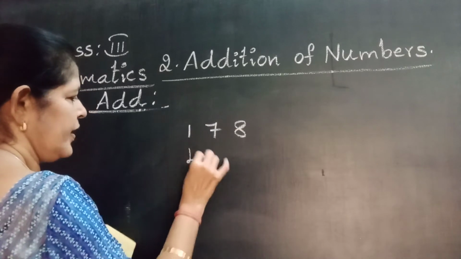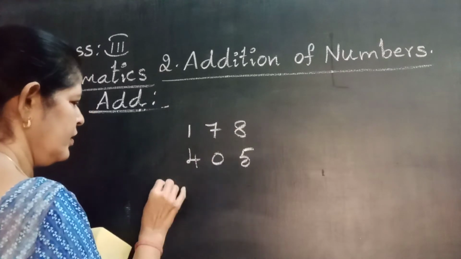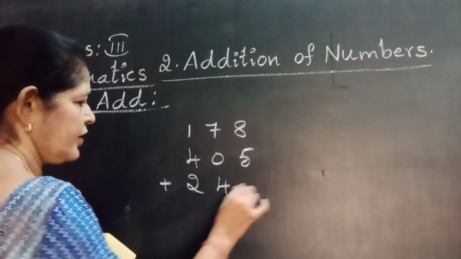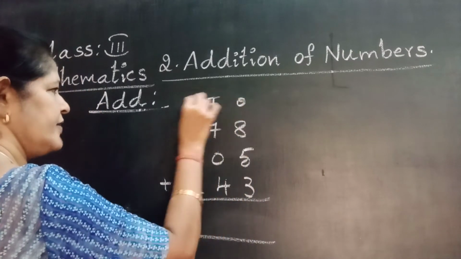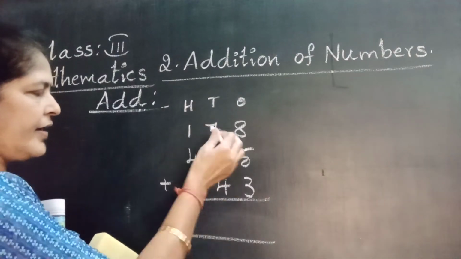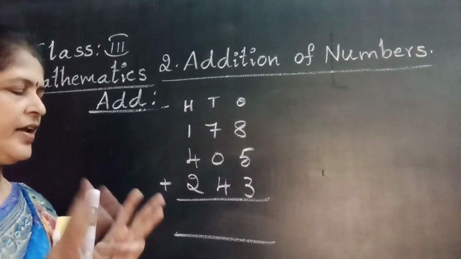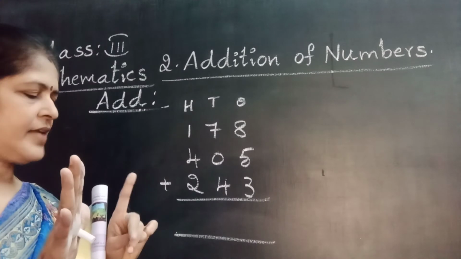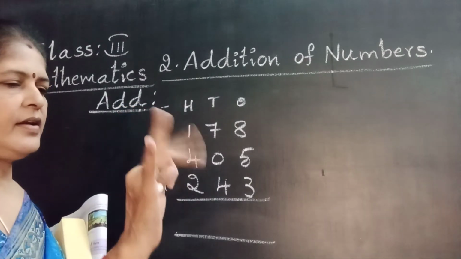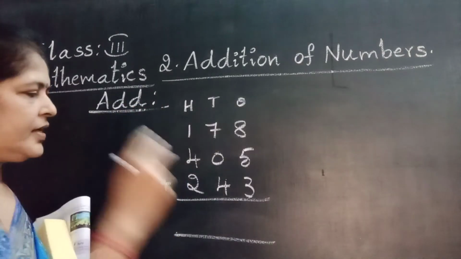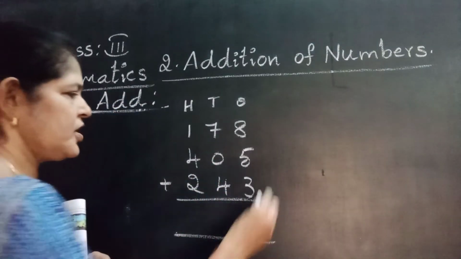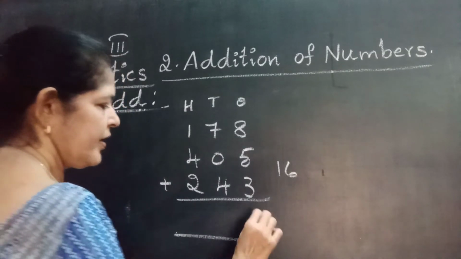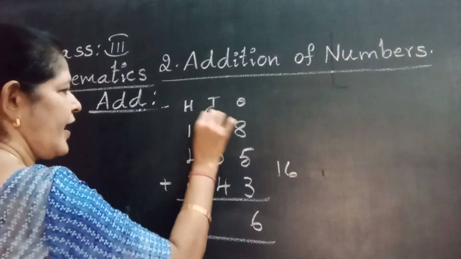178 plus 405 plus 243. Same process. Yes, start from ones. 8 plus 5, take 8 fingers. 5 after 6, 7, 8, 9, 10, 11, 12, 13. 13 in the mind, take 3 fingers. 13 after 14, 15, 16. Regrouping. 6 right here, 1 carry forward.